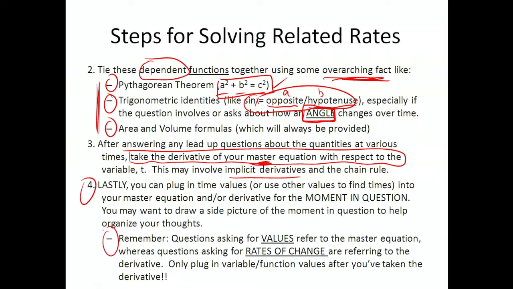People mess this up, and I'm sad to report that some of you will do this wrong, even though I'm warning you not to do it wrong. You're still going to do it wrong. So try not to be that person.